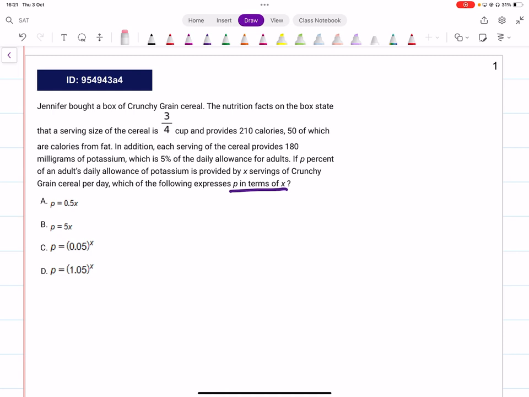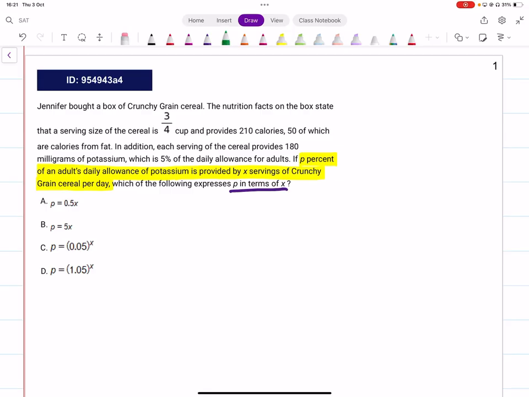Okay, and what's P and X? P% of an adult's daily allowance is provided by X servings of the cereal per day. Okay. P% of an adult's daily allowance is provided by X servings of crunchy grain cereals per day. Which of the following expresses P in terms of X? Okay, now what are they saying?